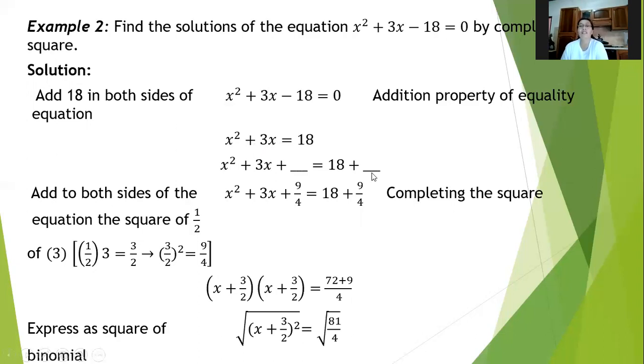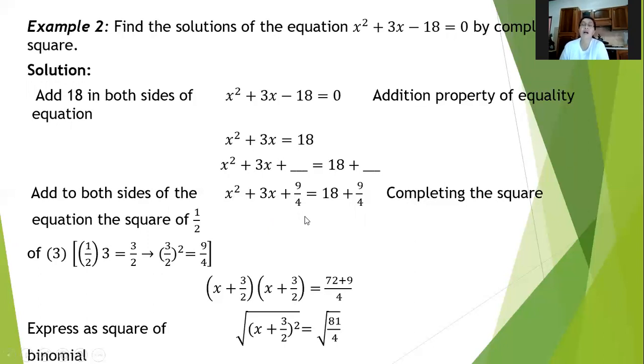To complete the square, take the numerical coefficient of the linear term x, which is 3, divided by 2. That is 3 over 2. Then square it: 3 squared is 9, 2 squared is 4. We have 9 over 4 to complete the square. This now is a perfect square trinomial, and the factor of a perfect square trinomial is a square of a binomial.